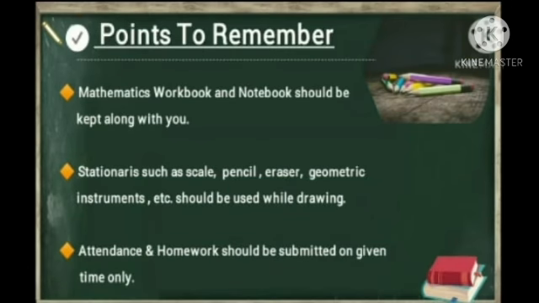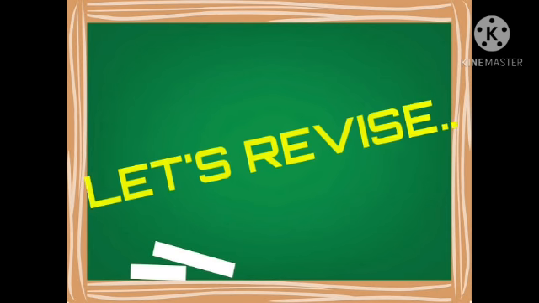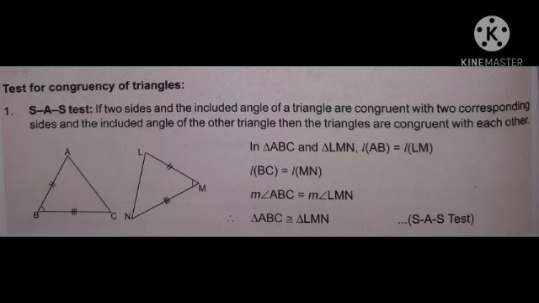Points to remember. Let us revise the tests for congruence of triangles. First one, SAS test, that means side angle side test. If two sides and the included angle of a triangle are congruent with two corresponding sides and the included angle of the other triangle, then the triangles are congruent with each other.